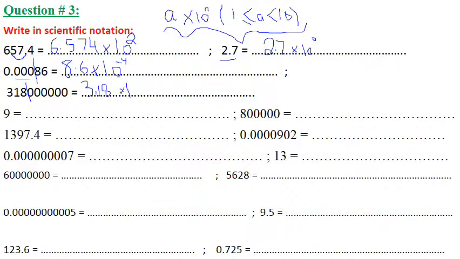Let's multiply by a power of 10. Here it's a positive power of 10. We count the zeros first. 1, 2, 3, 4, 5, 6, and we moved it 2 digits. Then the power of 10 would be 10 to the power 8.